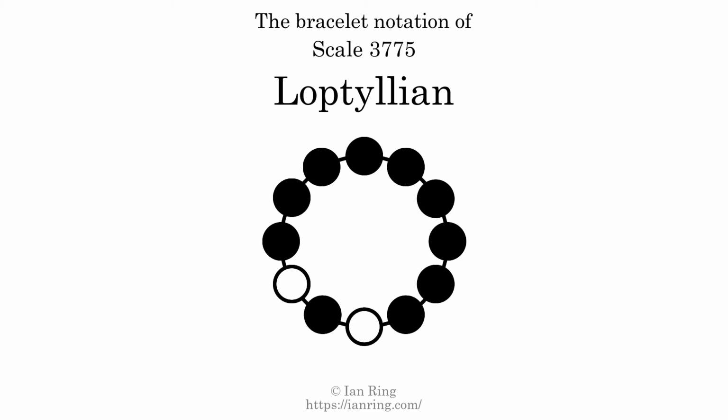This is a bracelet notation diagram of scale 3775. The shaded circles represent tones that appear in the scale, and they are read clockwise, starting at the top.